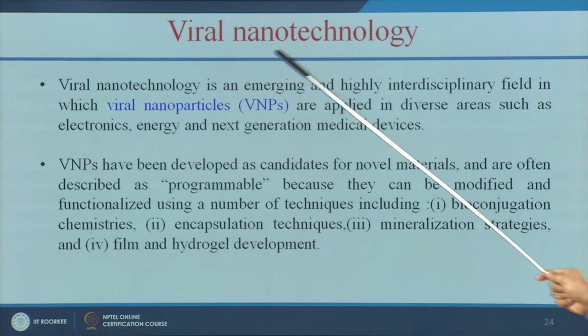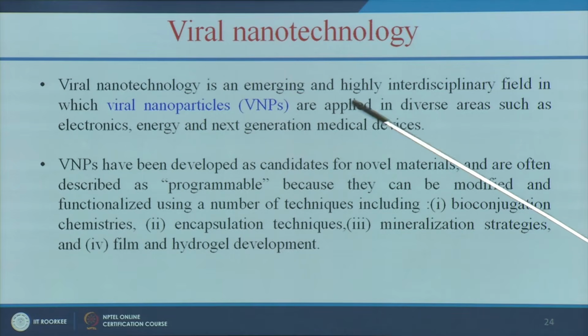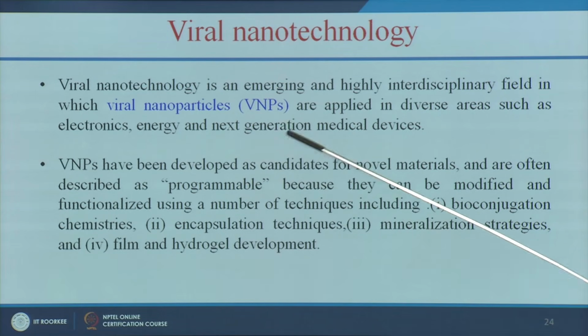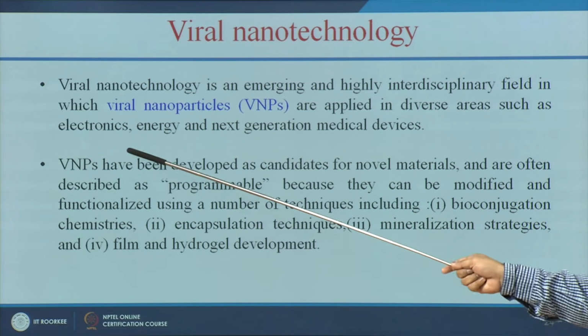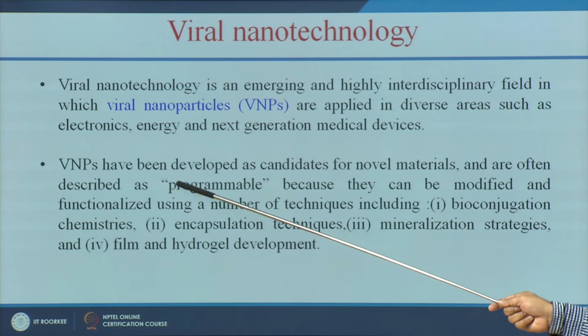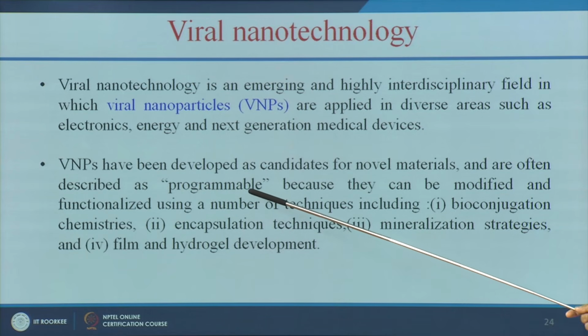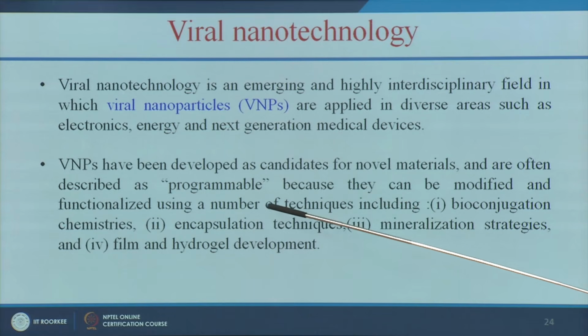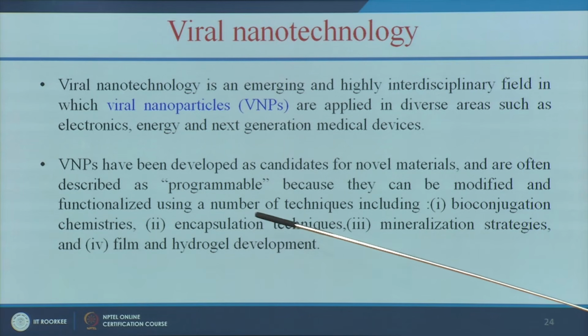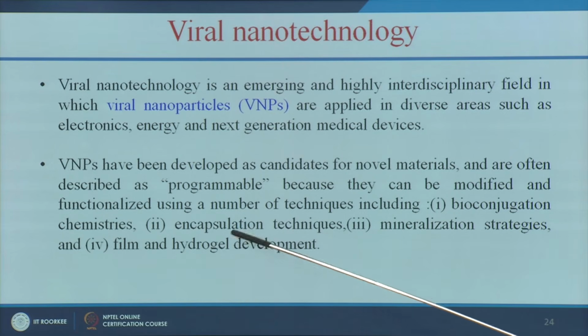So let us see what viral nanotechnology is. So viral nanotechnology is an emerging field. It is a highly interdisciplinary field, where we make viral nanoparticles and we can use them for applications in various areas, for example electronics, energy, as well as next generation medical devices. Okay. And here we are going to use those viral nanoparticles, and we can tune them, like we can program these viral nanoparticles, we can easily modify them using techniques like bioconjugation chemistry, encapsulation techniques, and mineralization strategies, and also film and hydrogel development. We will see one by one in the subsequent slides.